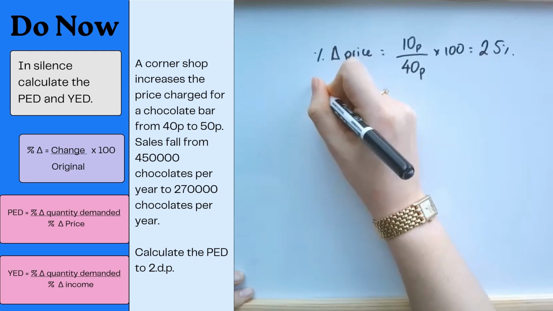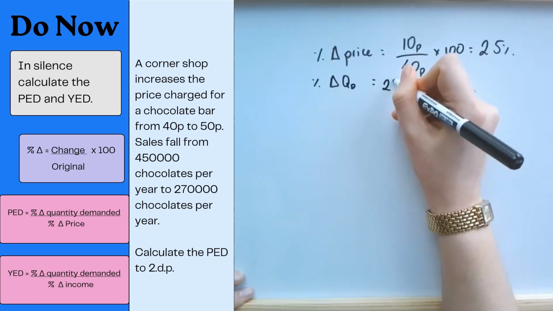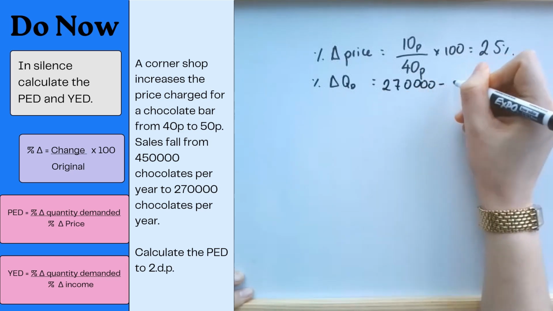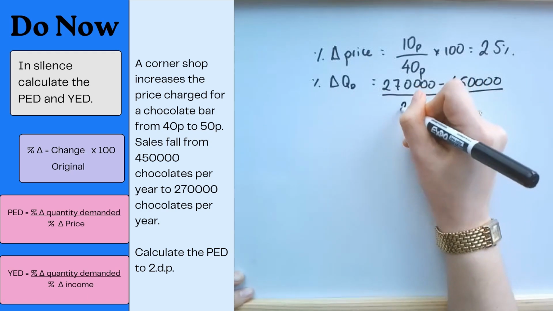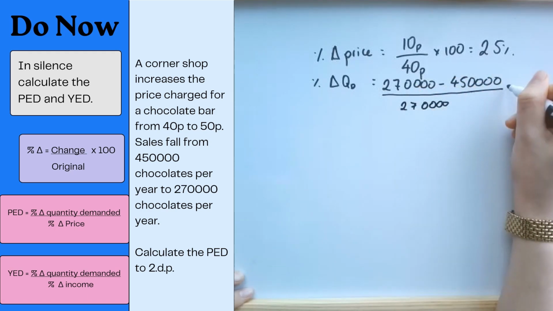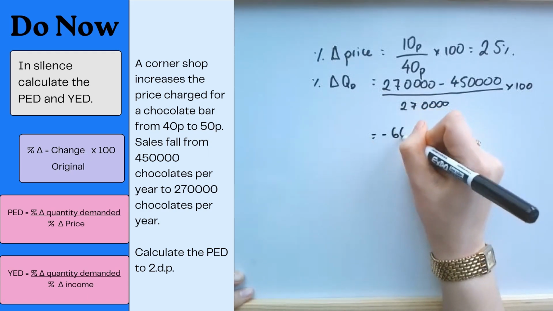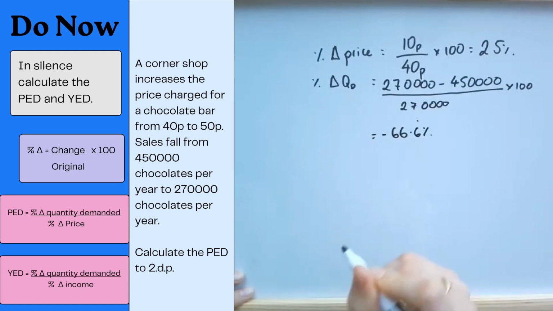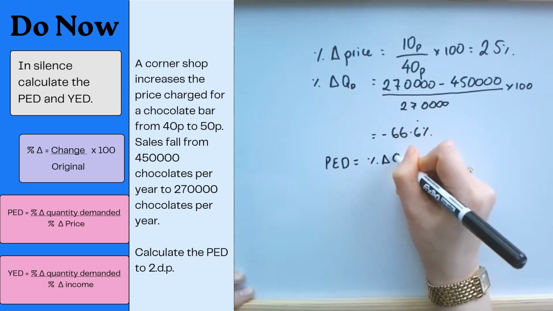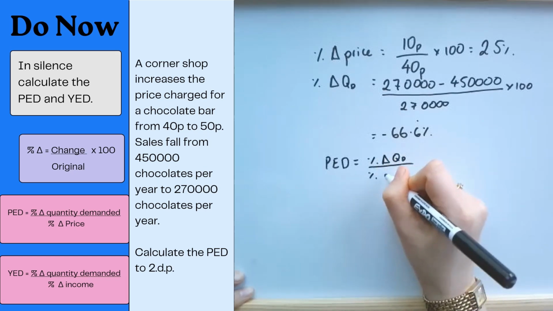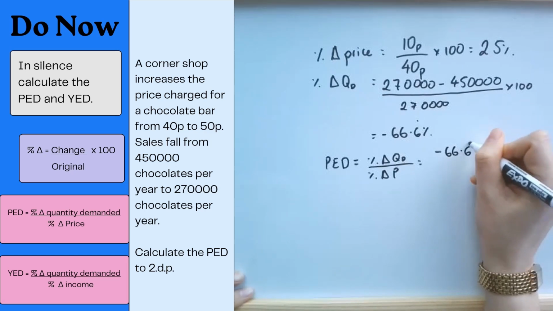Then we also need to work out the percentage change in quantity demanded. We know that the sales fell from 450,000 to 270,000. So we're going to do new minus old over old times by 100. So it's 270,000 minus 450,000 divided by 450,000 times by 100, and that is a fall of 66.6%.